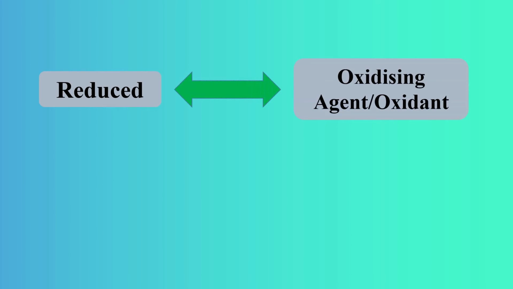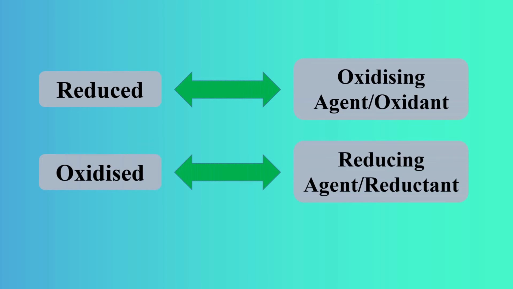The substance which is reduced is also the oxidizing agent, because its oxidation number decreases. The substance reduced, oxidation number decreases. This is also called the oxidizing agent or oxidant. The substance which is oxidized, oxidation number increases, that is also called the reducing agent or reductant.